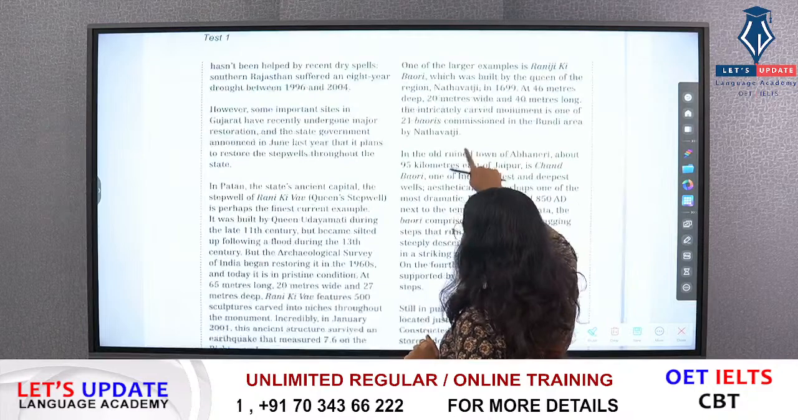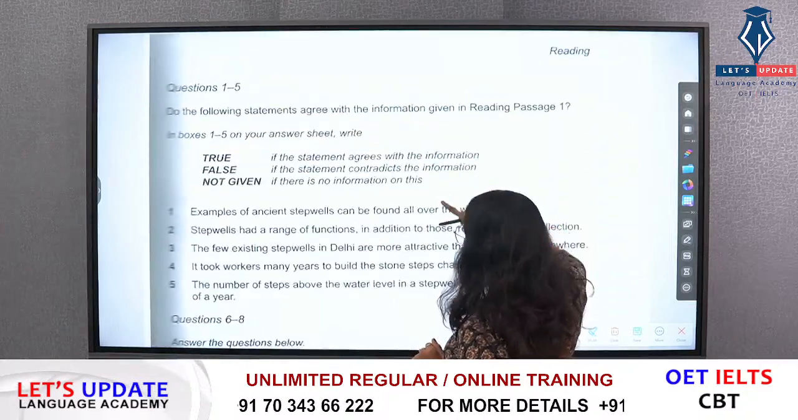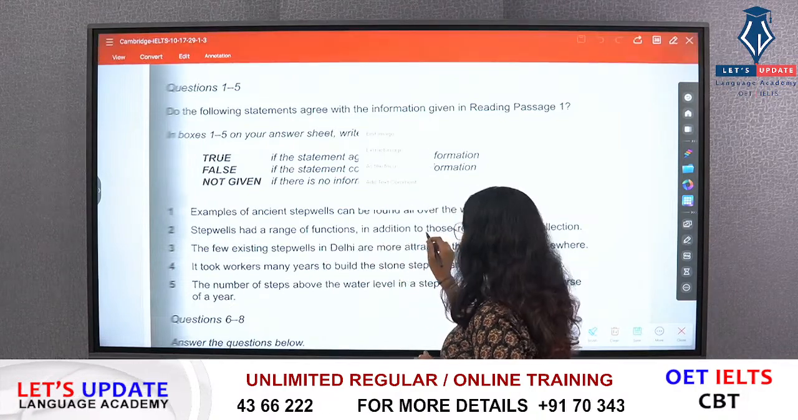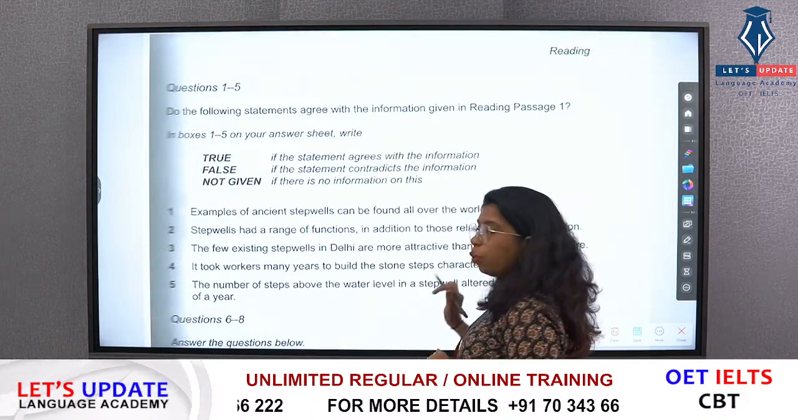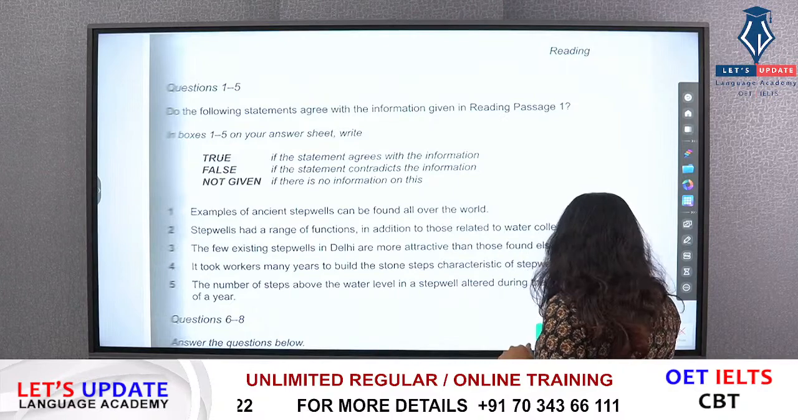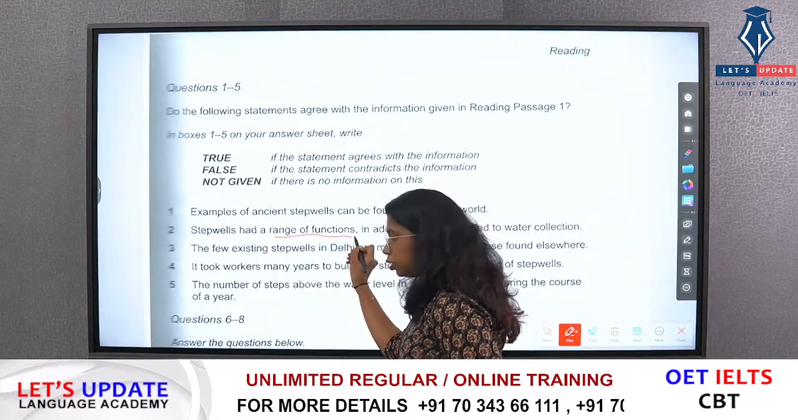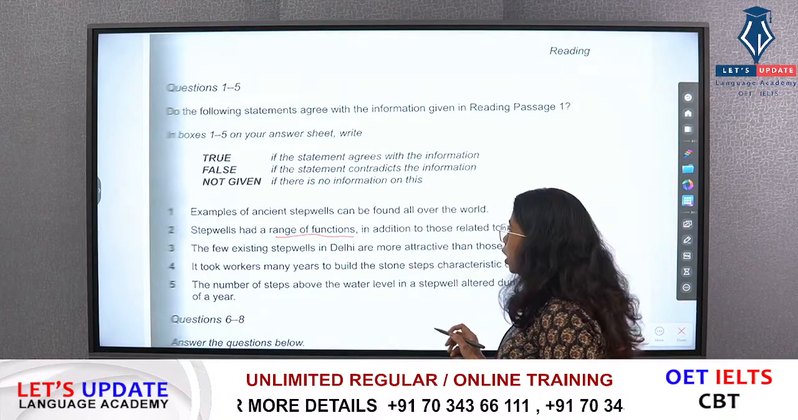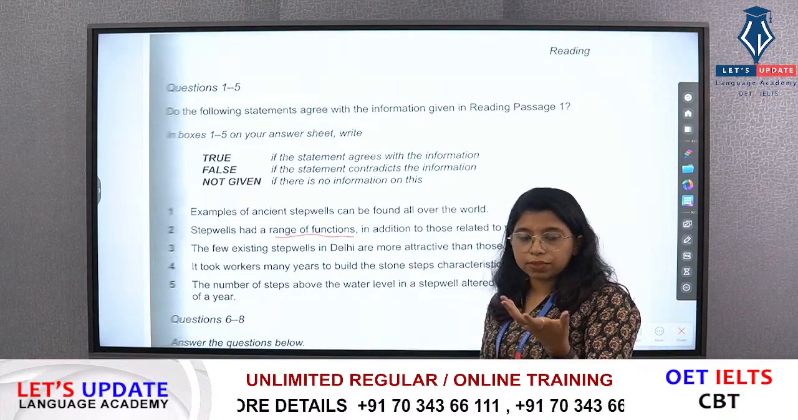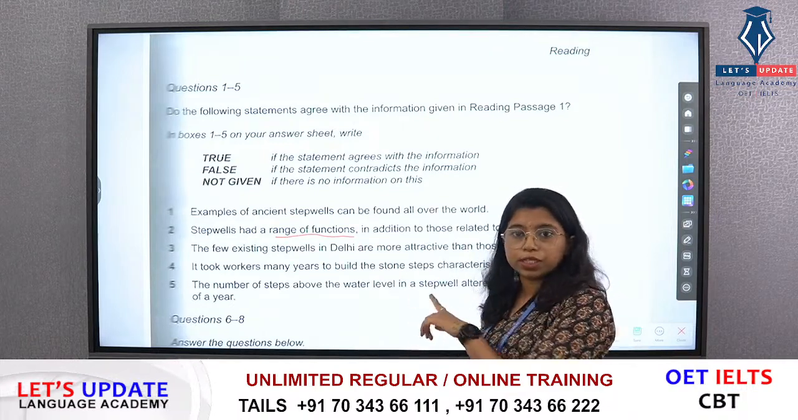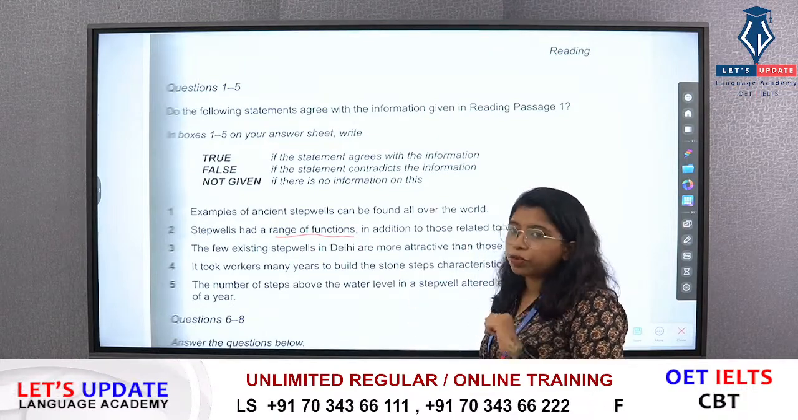Moving to the next question. Here is the question: Stepwells had a range of functions in addition to those related to water collection. Now we are going to underline the keywords here: range of functions. You can look for synonyms, because sometimes you may not be able to find the same words in the passage. So you have to definitely look for the keywords.